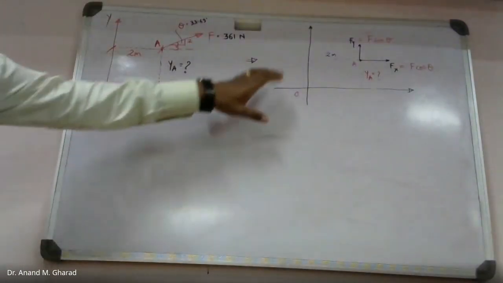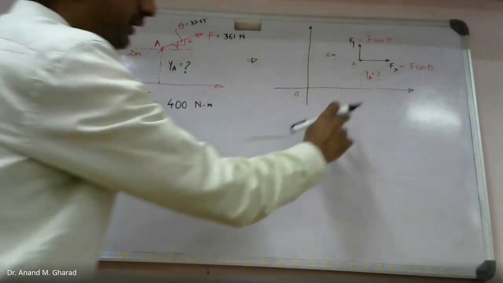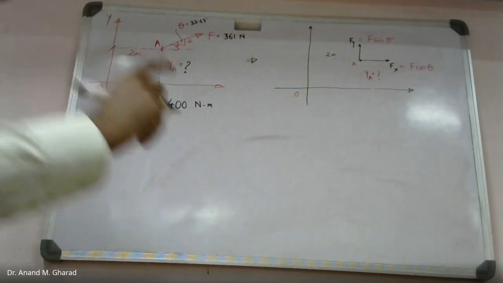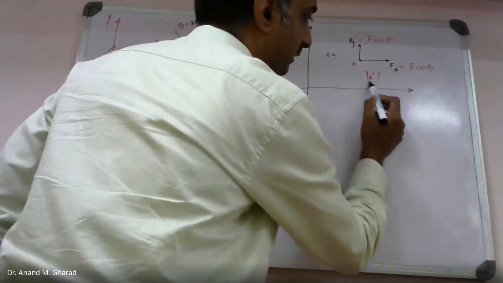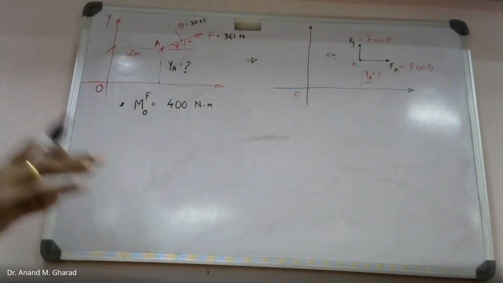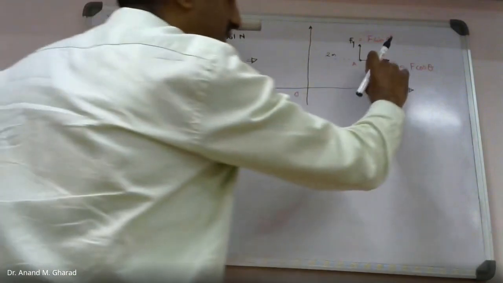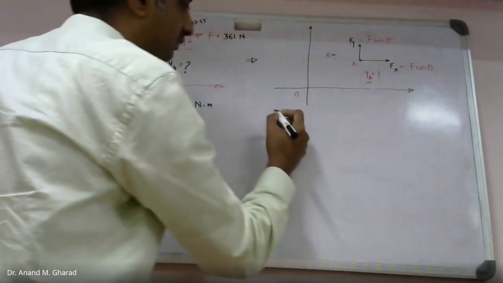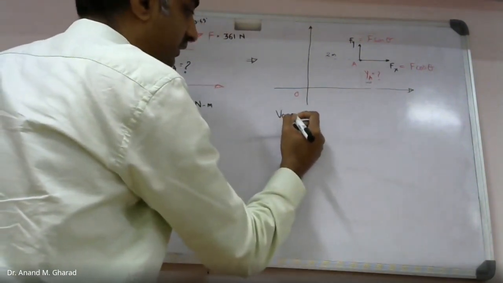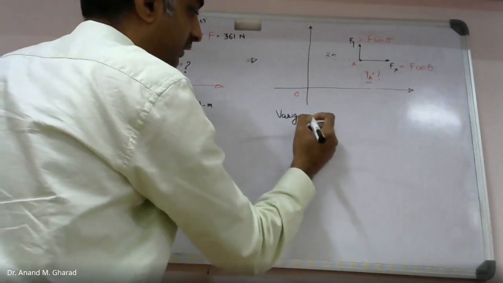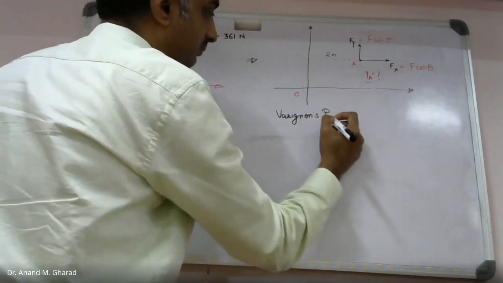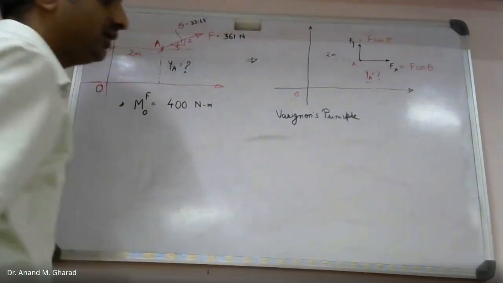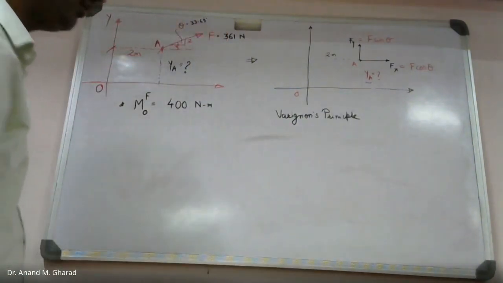Now let us try to identify this y-intercept. Whenever you are supposed to identify a perpendicular distance as a whole, or an intercept value, in that case you are supposed to make use of Varignon's principle. It is very convenient. Varignon's principle. So let us see how that convenience is all about.